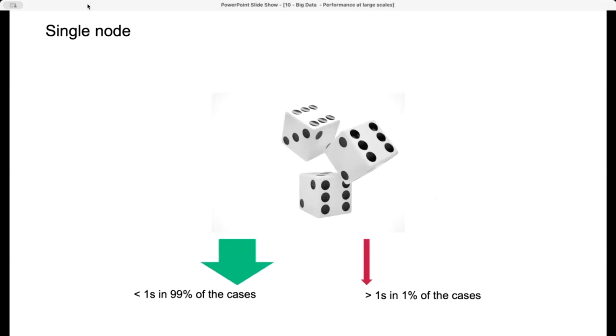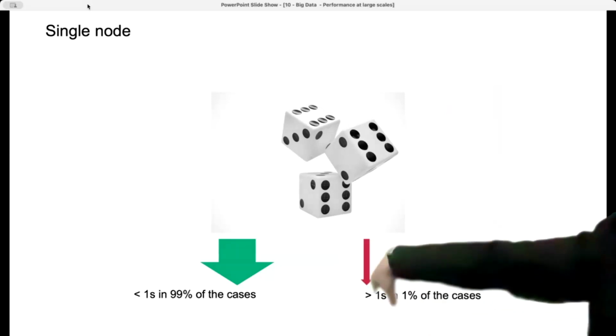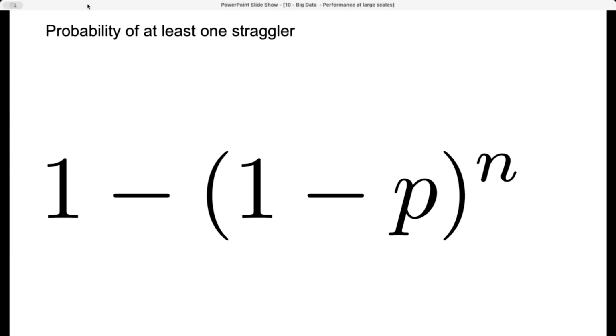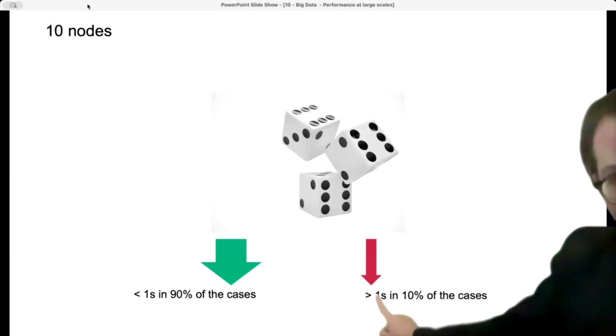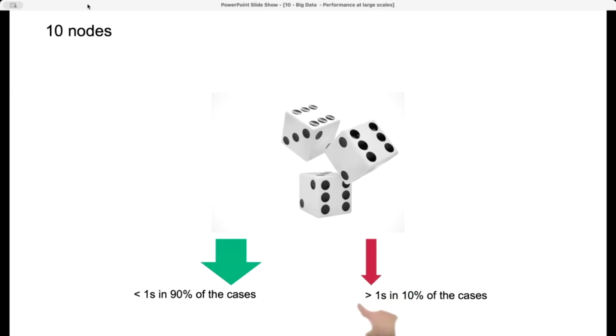So what that means now, if you apply the formula, is that if I just do it once, 1% of the time I'm going to have the issue, 99% of the time I'm safe. So let's now apply this formula with n equals 10, right? So this is 1 minus (1 minus p) to the power of n. Now, this gives us that in 10% of the cases, at least one will take more than 1 second, and in 90% of the cases, it won't. So it's a bit worse now, because in 10% of the cases, I'm going to have this issue that there is a straggler. What about 100?